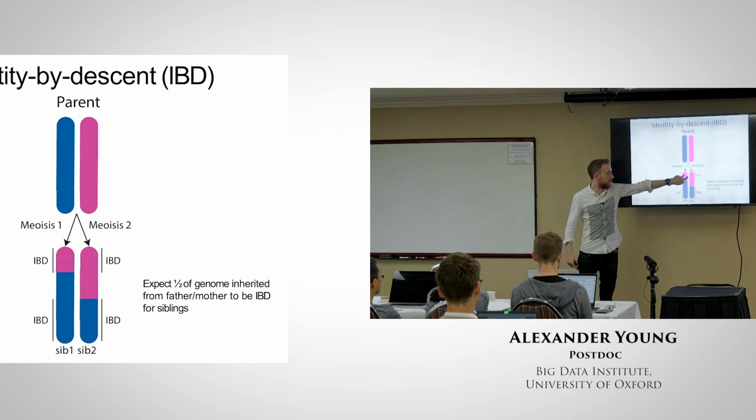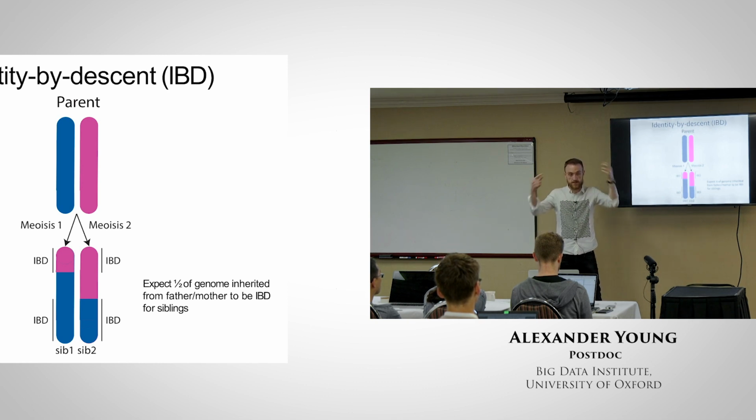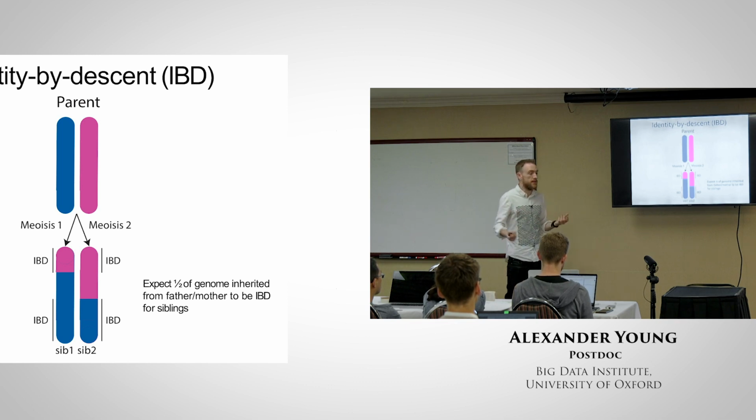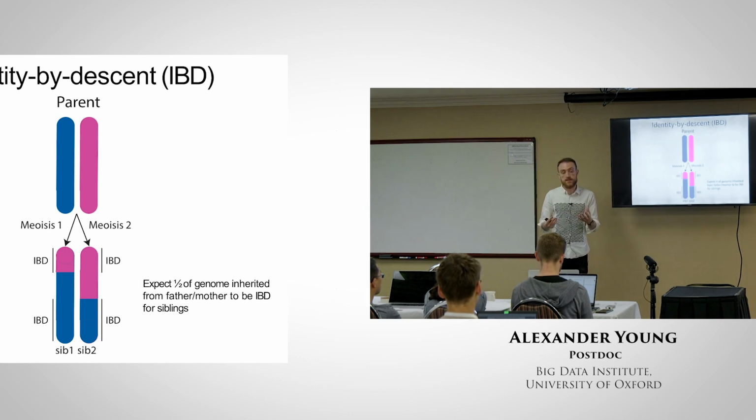And then here they've both inherited the pink one, so that's IBD because it's identical by descent from the parents. And in the blue bit, they both inherited the blue one here, so that's also IBD. And you expect 1/2 of a chromosome for siblings to be IBD. And it's more complicated for other relatives. And this is the basis of deriving the correlation between unobserved causal genotypes, because you imagine them to be randomly distributed in the genome with respect to identity by descent sharing.